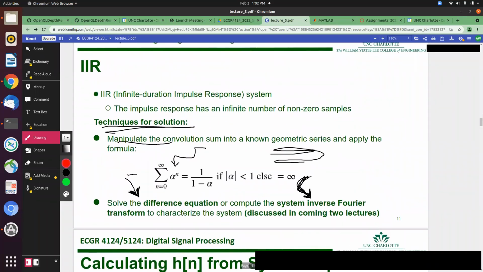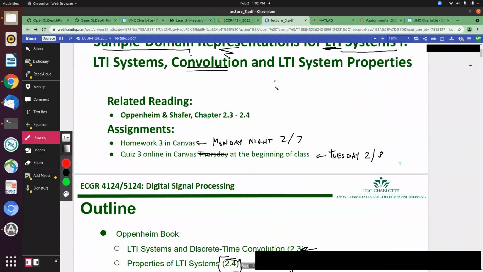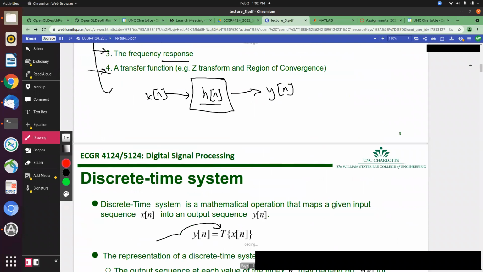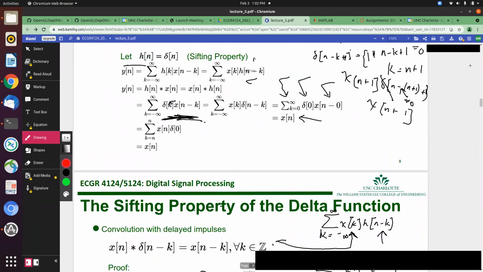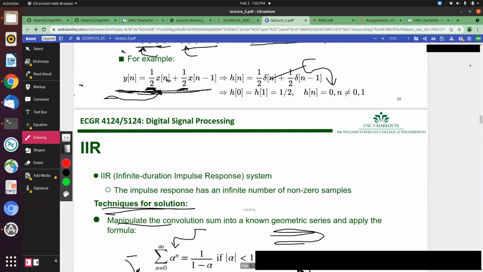Okay, so it's digital signal processing. We're sort of in the middle of lecture 5, and lecture 5 is all about sample domain representations for linear time invariant systems, or LTI systems. And we're just going to continue the lecture.